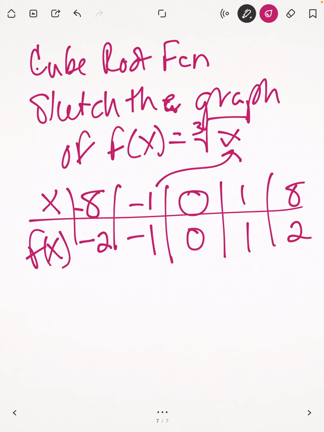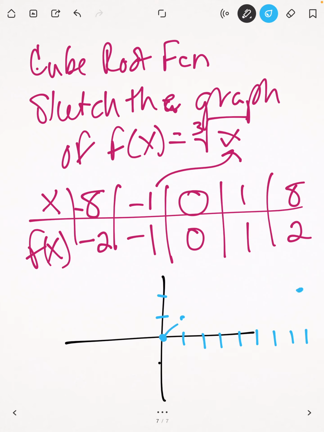And so we can go ahead and graph that. So here we have 0, 0, 1, 1, and at 8, we're up at 2. So we have that bit, which kind of looks like the square root, right? But then if we work left, we have -1, -1, and -8, -2. We also have this opposite side. And so, right, it kind of looks like our square root and then rotate it around to the other side.